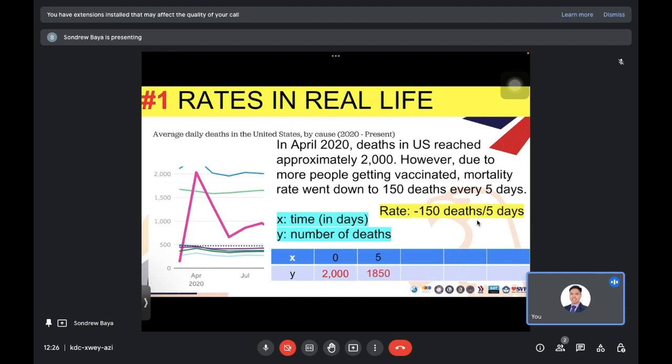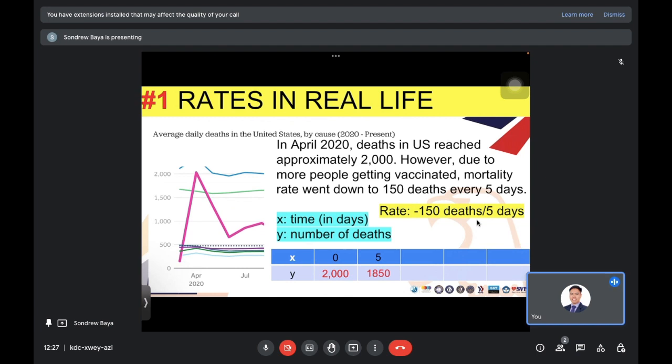Now, just to clarify, it doesn't mean that from 2,000, it's now 1,850 and the 150 has resurrected. No, that is not what it means. It only means that at the beginning there are 2,000 people who died, but then after 5 days, the number of deaths has gone down to 1,850. Still, it's too many. It only means that from 0 to 5, there are 3,800 people who already died.